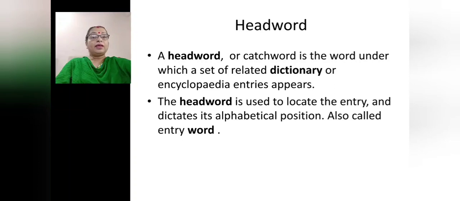Next we have head word. A head word or catchword is the word under which a set of related dictionary or encyclopedia entries appears. The head word is used to locate the entry and dictates its alphabetical position, also called entry word. So that means, children, don't get confused. So entry word, head word means the same.